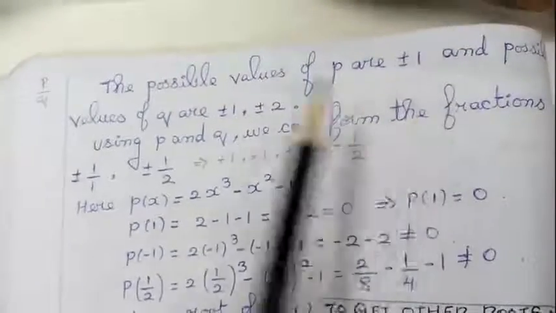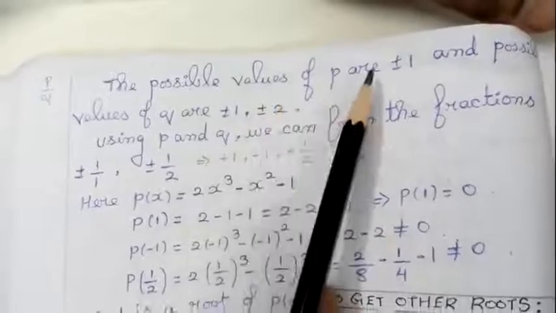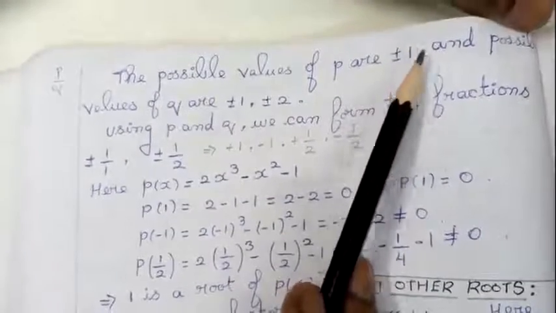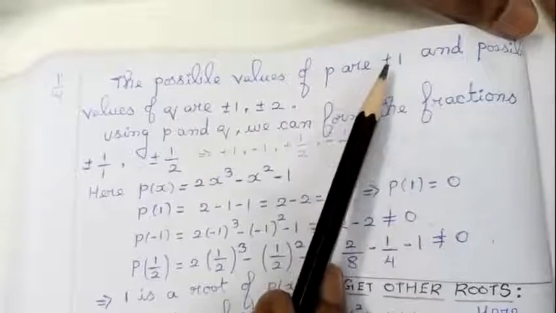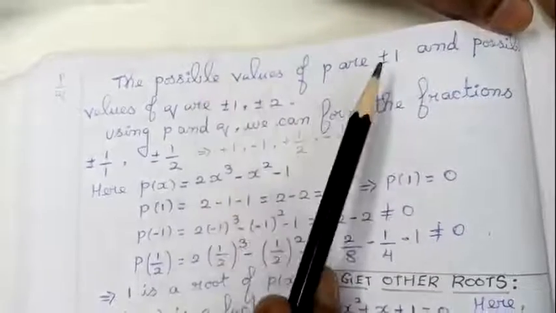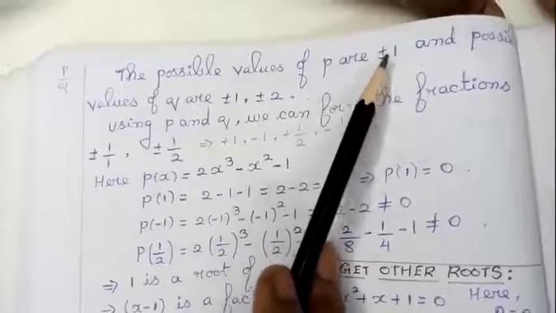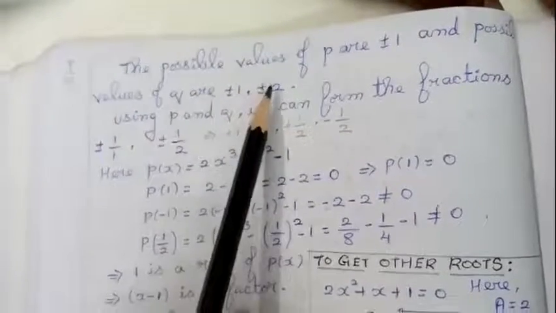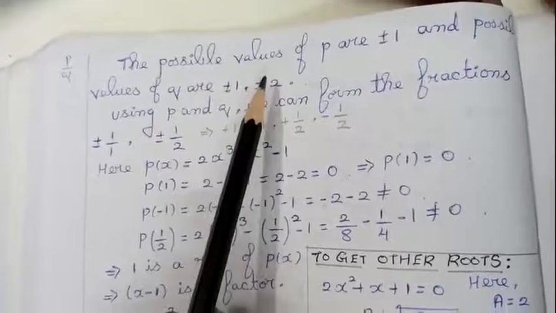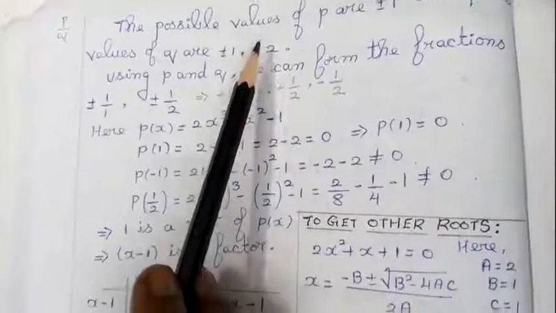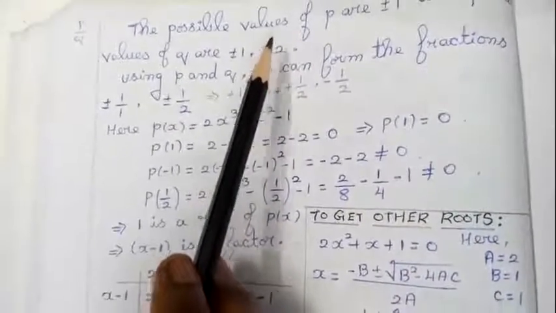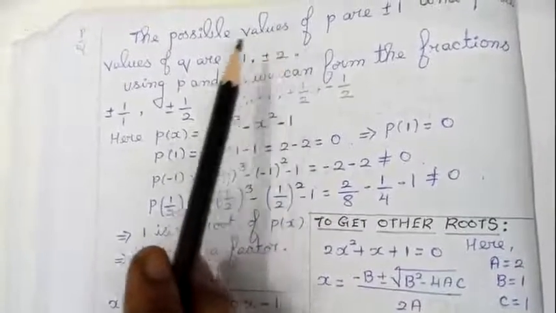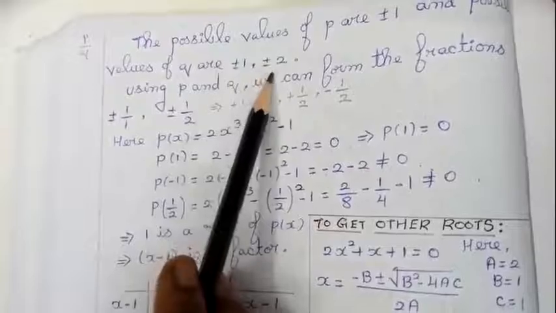The possible values of p are plus or minus 1. I'm noting only the number, students, 1. I am going to take both signs, positive and negative, plus or minus 1. And the possible values of q: the number we saw is 2. If I want to find the factors of 2, 1 and 2 are possible. So plus or minus 1 and plus or minus 2.